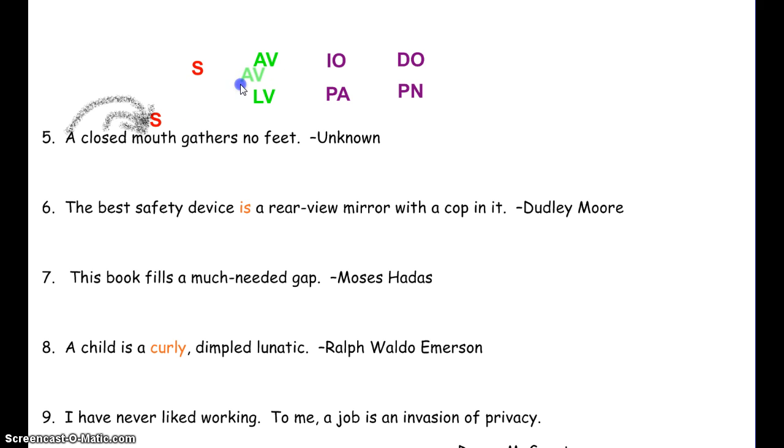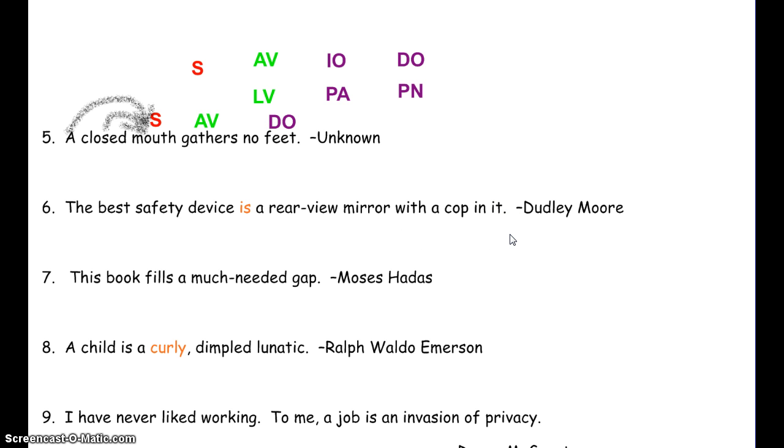It gathers. That's definitely not a linking verb. I didn't memorize am, is, are, was, were, gathers. So that's got to be an action verb. Mouth gathers. If I have an action verb, I'm looking for a direct object. Subject plus action verb plus DO. A mouth gathers what? A mouth gathers feet.